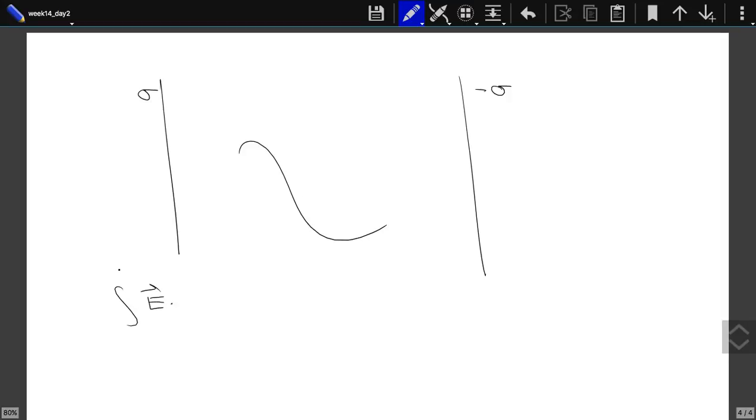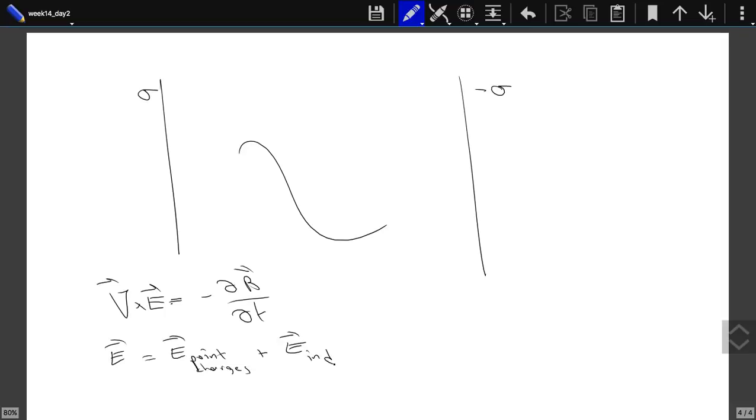You see, we have that the curl of E is equal to minus dB by dt. You can always write the electric field as the electric field due to point charges plus the electric field that is induced by a changing B field. Yes. Exactly.